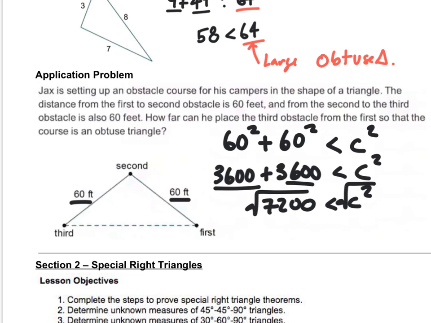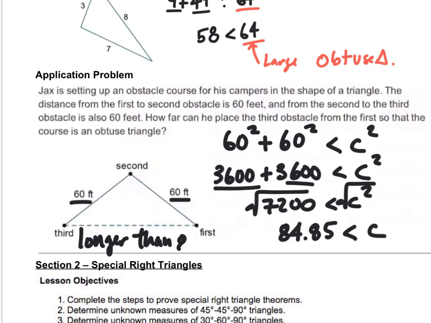approximately 84.85. So the value for c needs to be larger than that. You could place the third obstacle more than approximately 84.85 feet away, so this needs to be longer than 84.85 feet in order for this course to be an obtuse triangle.